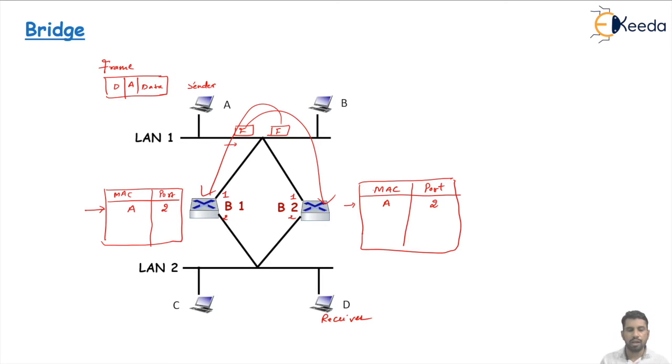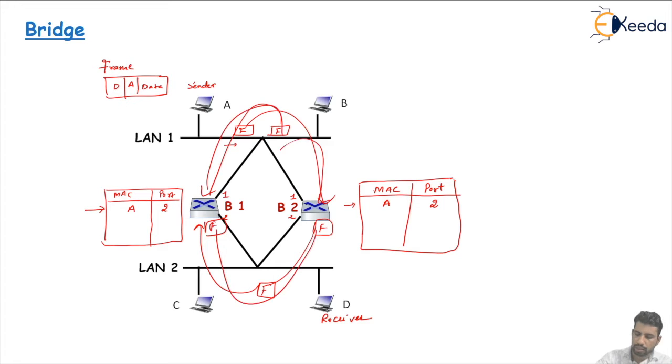But in their table they have no information about the destination D. That's why our frame is revolving in the loop in LAN 1 and LAN 2 through bridge number 1 and bridge number 2. This is the main loop problem. Here you see this frame will be received here, and now this frame is forwarded in LAN number 2. Again this bridge forwards it here, and again this frame is here, then again here, again here.